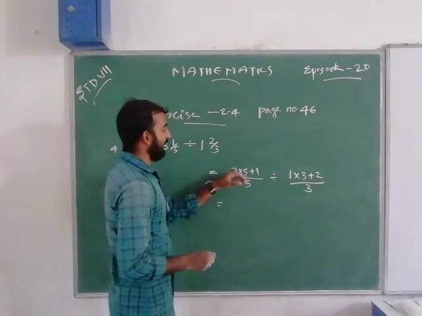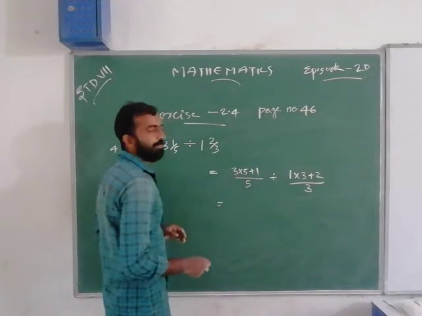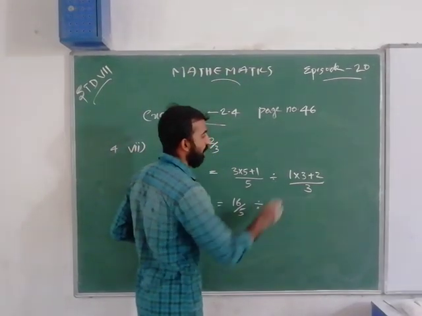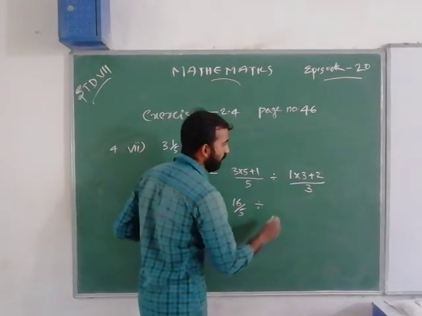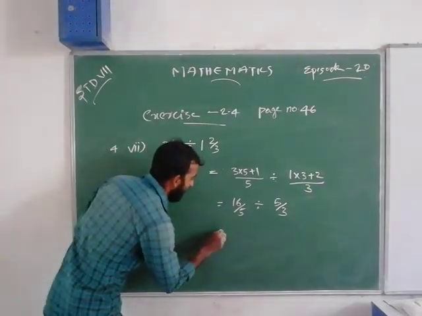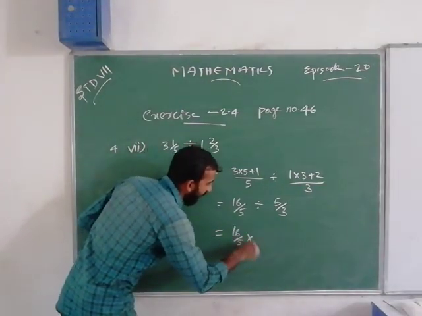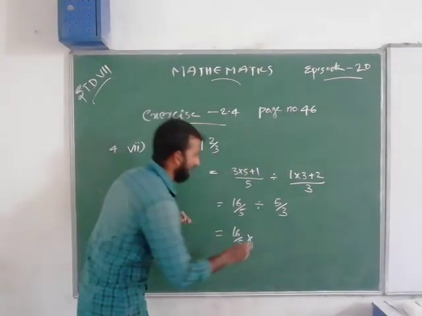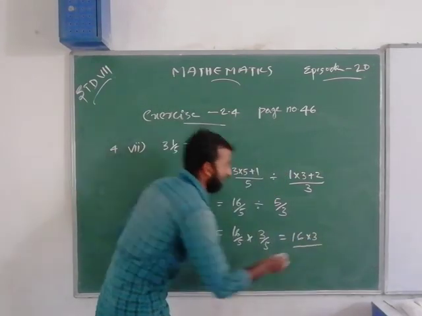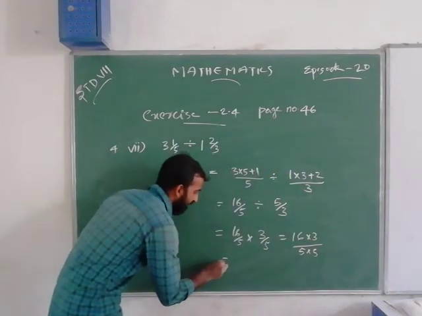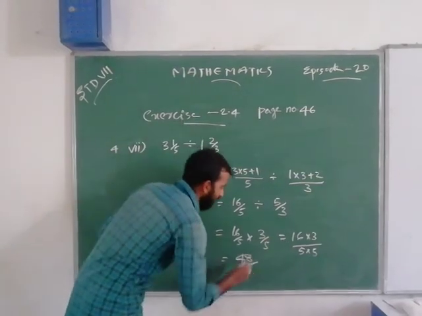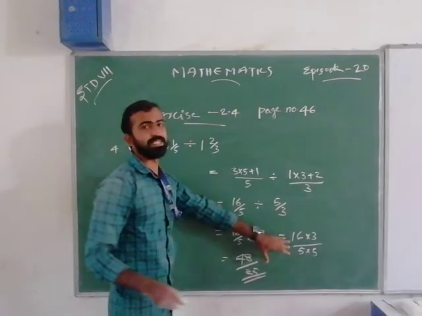That is 3 into 5, 15, 15 plus 1, we get 16, that is 16 by 5, division 1 into 3, 3, 3 plus 2, we get 5 by 3. Next step, 16 by 5 into, we take the reciprocal of 5 by 3, that is 3 by 5. 16 into 3 by 5 into 5, we get 48 by 25. This is the answer.